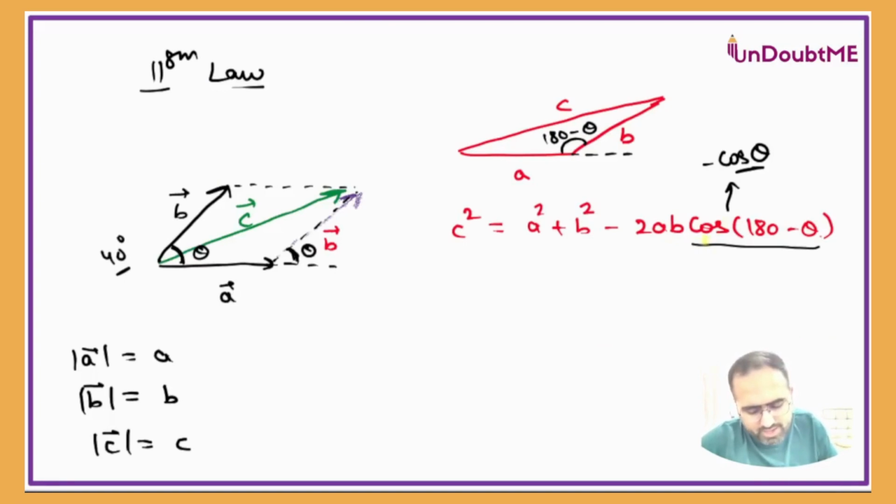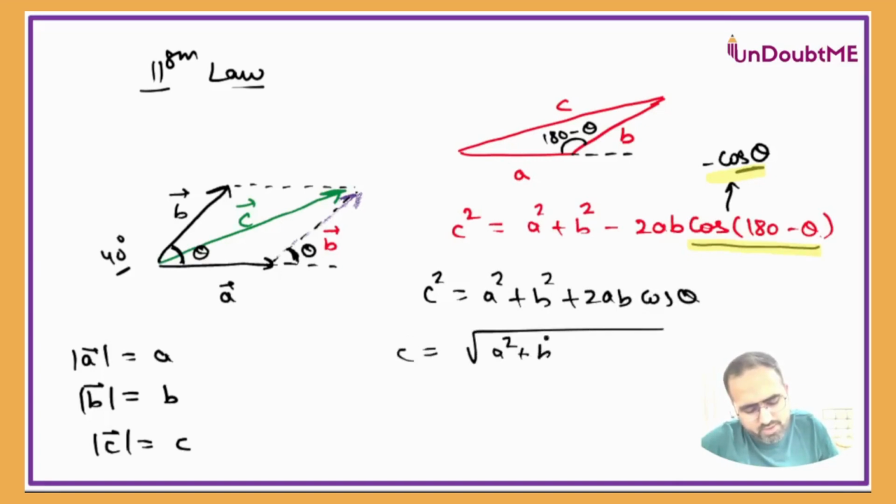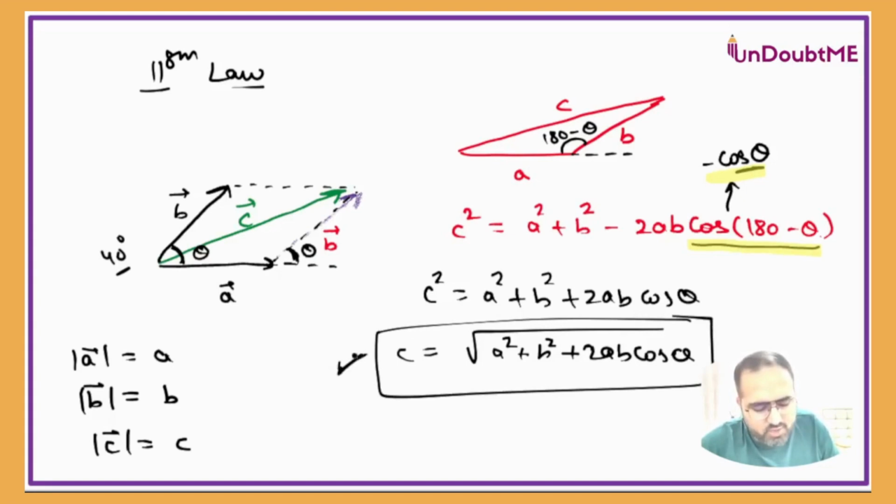Going back to this, I can replace cos of 180 minus theta with minus cos theta. So I will get C square is equal to A square plus B square plus 2AB cos theta. And finally the value of C will be the square root of A square plus B square plus 2AB cos theta. So you can write this down. This is the magnitude of the resultant.